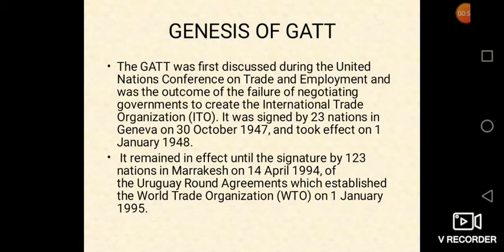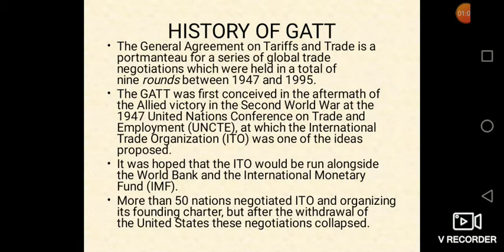Genesis of GATT: it came into being on 30th October 1947 and it took effect on 1st January 1948. Now, history. The GATT was first conceived in the aftermath of the Allied victory in the Second World War, at the 1947 United Nations Conference on Trade and Employment, at which the International Trade Organization was one of the ideas proposed.